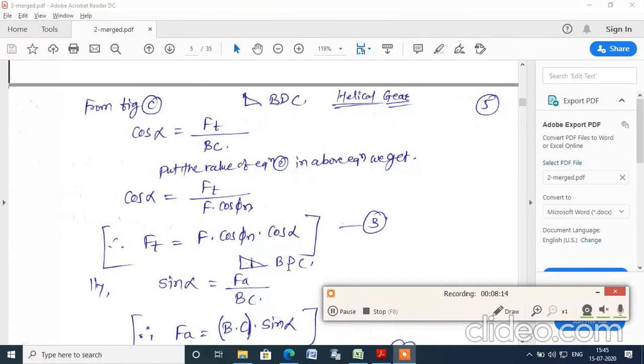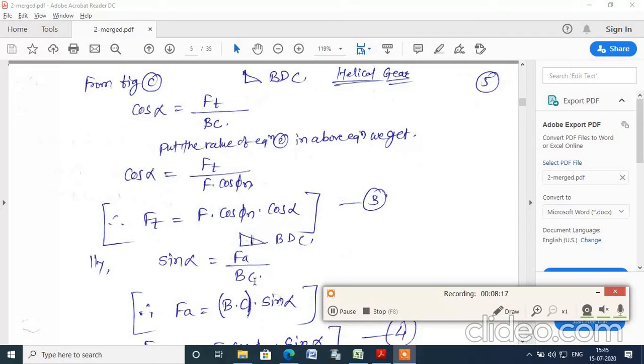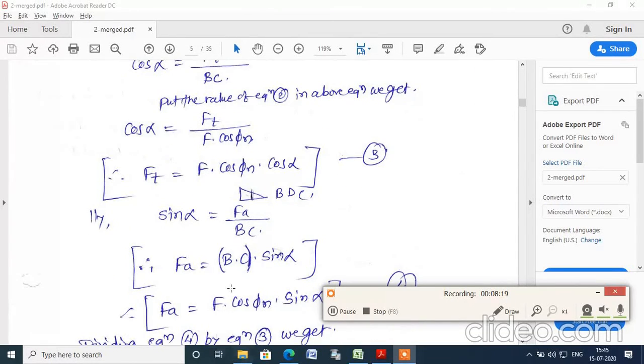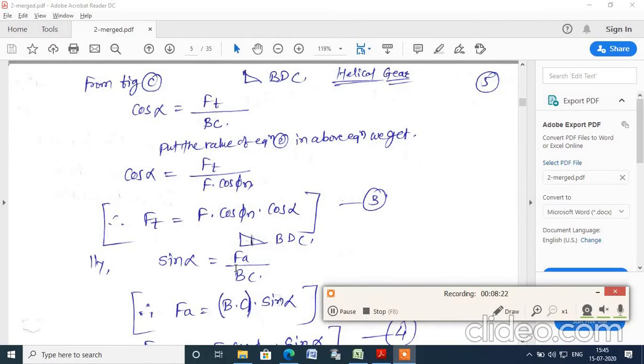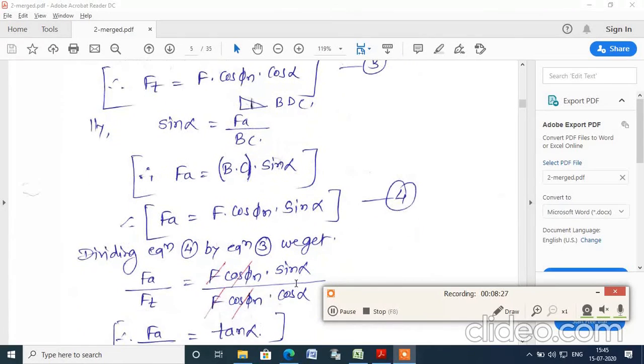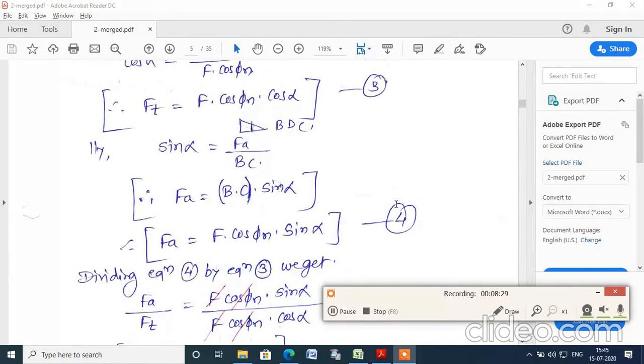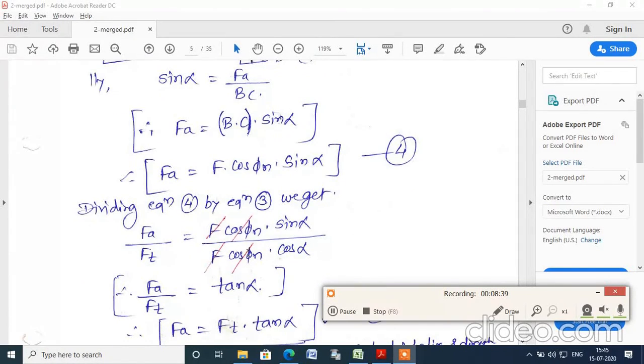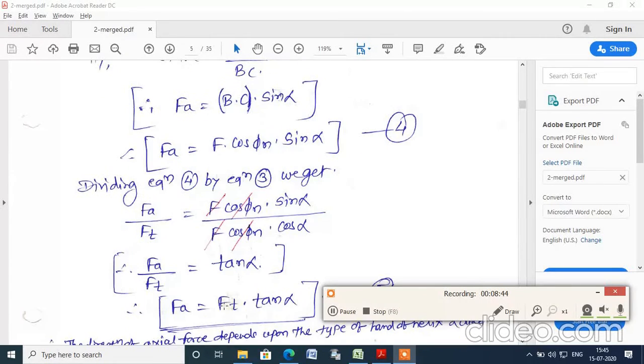Now consider triangle BDC again, sin alpha is Fa upon BC. So Fa equals BC into sin alpha. BC we have already calculated, that is F cos phi n. So Fa equals F cos phi n sin alpha. Dividing equation number 4 by equation number 3, we get Fa by Ft equals F cos phi n sin alpha divided by F cos phi n cos alpha. This will get cancelled and we get the final equation Fa upon Ft equals tan alpha. Therefore, Fa equals Ft into tan alpha. If you know Ft and alpha, we can easily calculate Fa.